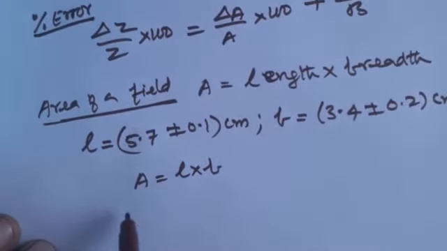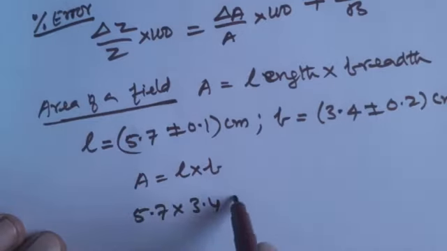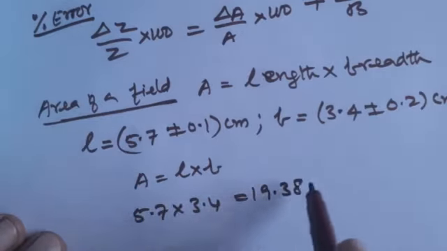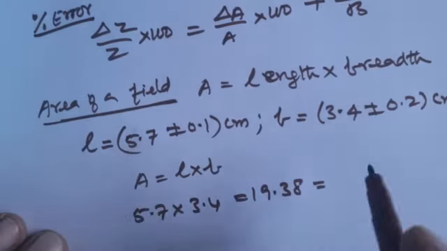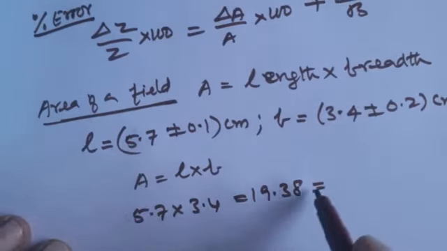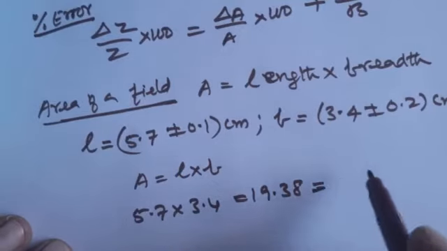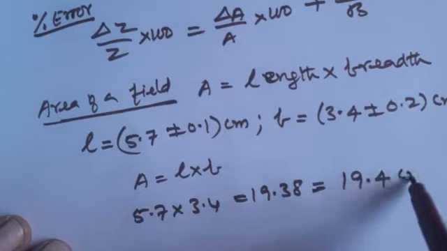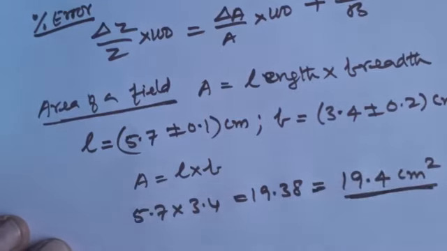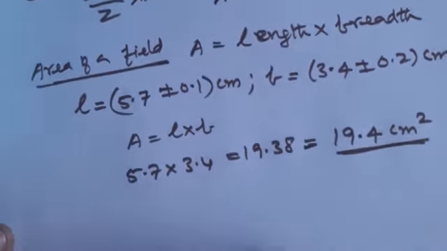Multiply length into breadth, 5.7 into 3.4, which gives you 19.38. Since we have only one decimal place in the given data, express this in one decimal place, rounding off. So it is equal to 19.4 centimeter square. Stop with this. Now we'll go for relative error and percentage error.